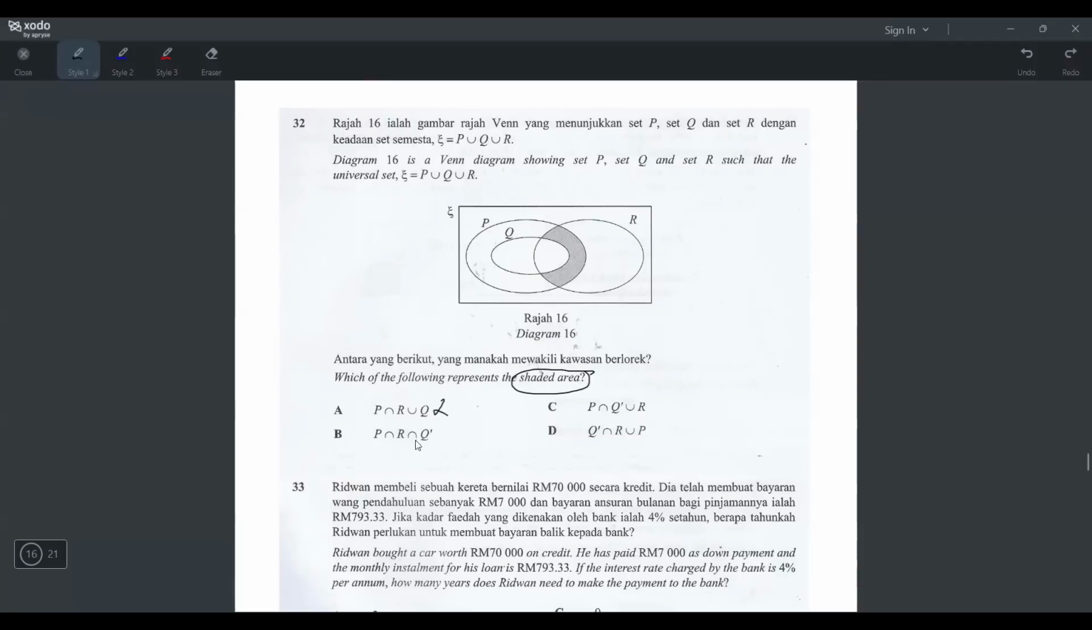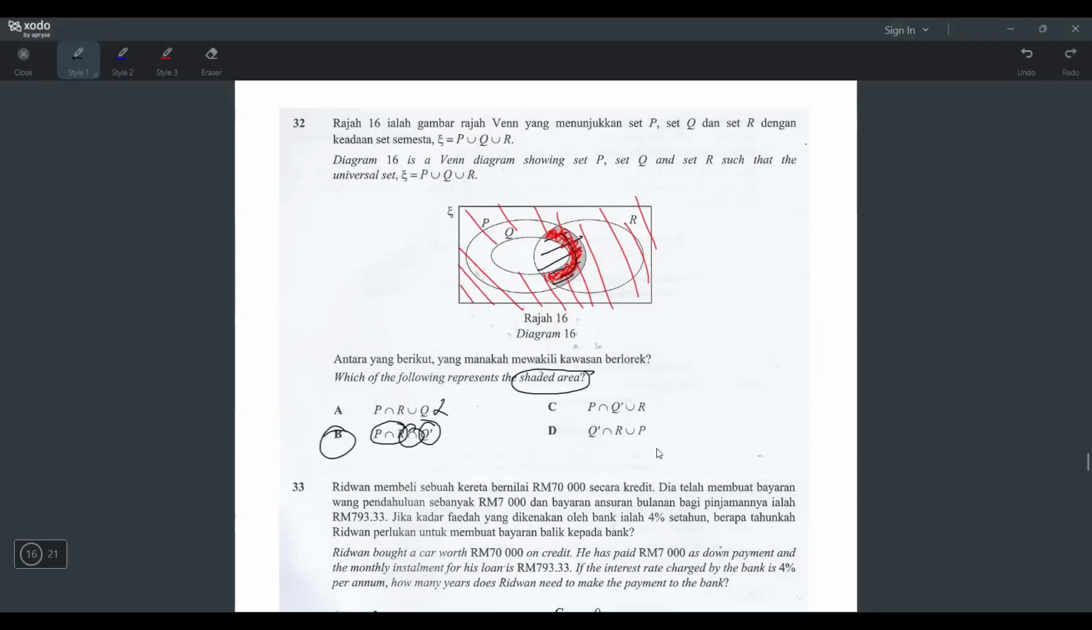Let's try B. P intersect R intersect Q complement. P intersect R must be done first. P intersect R is here, right? But I have to intersect with Q complement. Q complement means everything except Q. So it will be everything except Q, something like this. And they want the intersection. So the answer will be here, right? Because this is the overlap region between the two. The P intersect R region is the black color one, and the Q complement is the red color one, and then for intersect you take the overlap. So this is the answer. It matches the shaded region, so B is the answer.